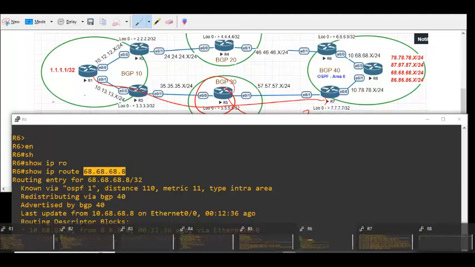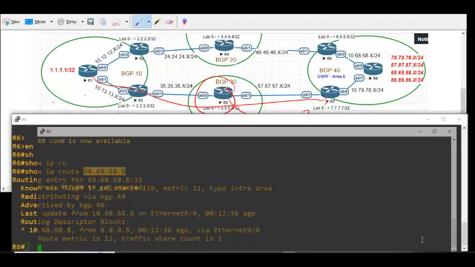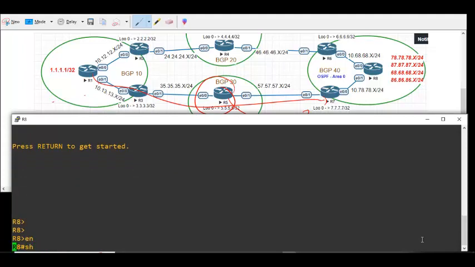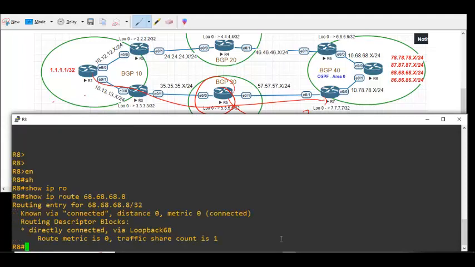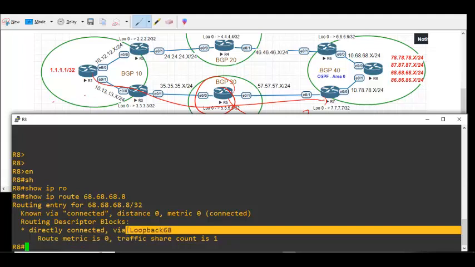It says it is locally connected to loopback 68. So there is no problem in the path. Now I'm asking you a question. From where this packet is coming, what is the source address?